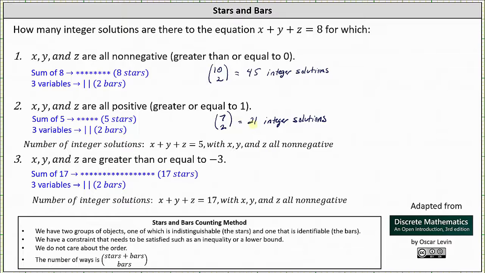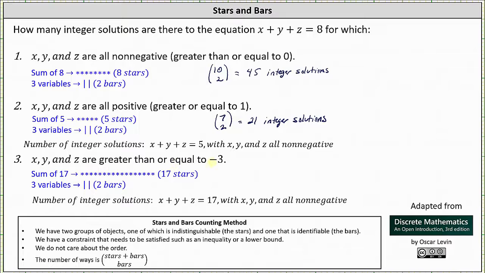And then for number 3, x, y, and z are all greater than or equal to negative 3. For this one, let's take the approach of forming a new equation with a new restriction that would have the same number of solutions to the original equation with the condition that x, y, and z are all greater than or equal to negative 3.